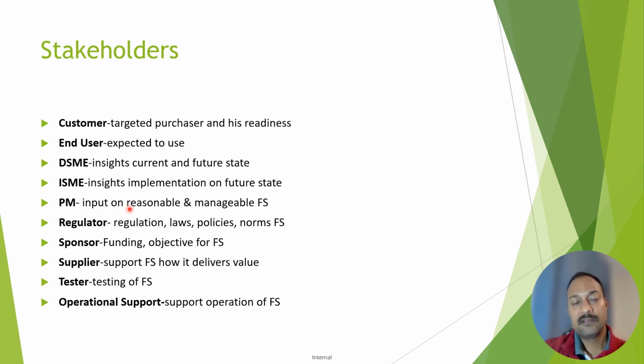Project manager gives input on a reasonable and manageable future state. Regulator talks about the laws, policies, norms, and regulations. Sponsors are basically funding and giving the objective for the future state. Suppliers support the future state and how it delivers value. Tester tests the future state. Operational support is the help desk that supports the operation of the future state.